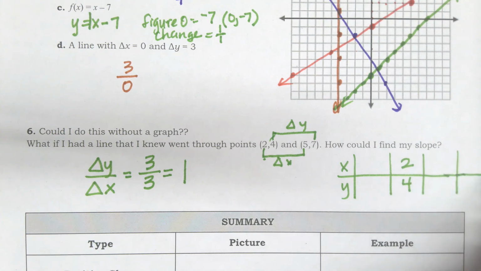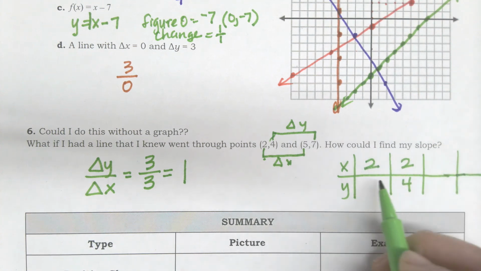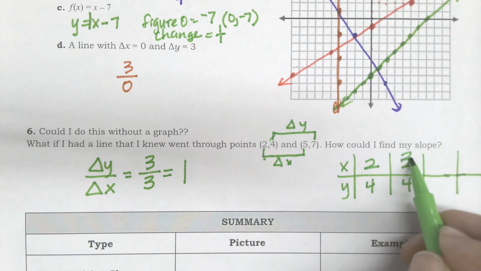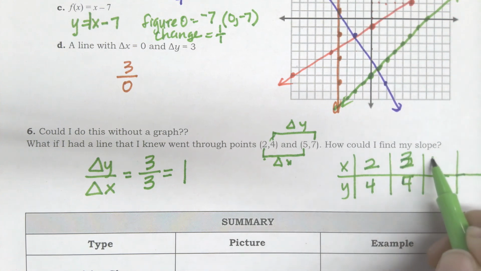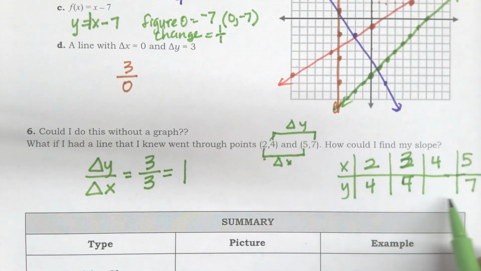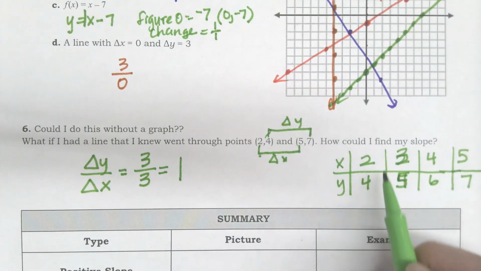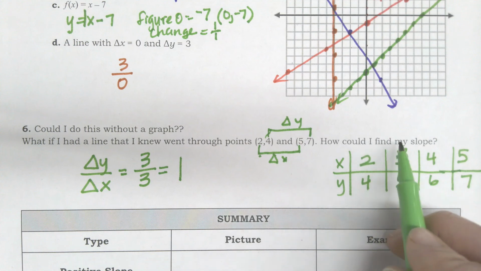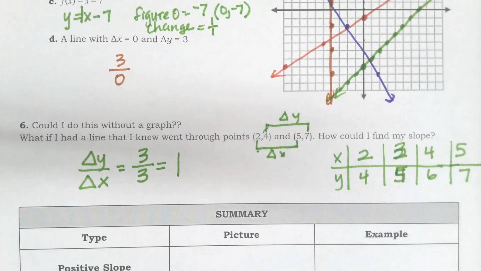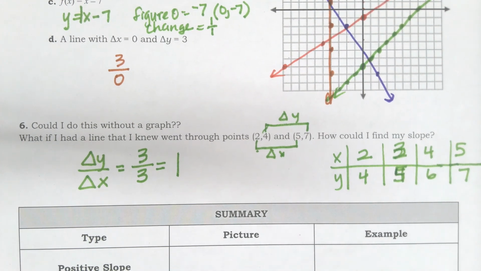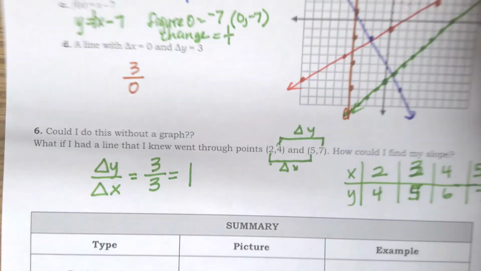I didn't really leave myself enough room. Why don't I do it here? 2, 4, sorry for that, then 3, and then 4, and then 5. And over here is 7. So how do I get to 7 here? That would be up 1, 5, up 1, 6. Find my pattern that way. That would be another way to do it. And then I could find my change. Change in y is up 1. Change in x is over 1. Up 1, over 1.